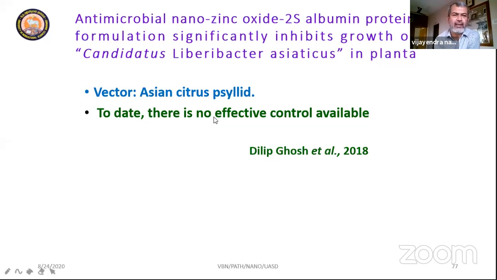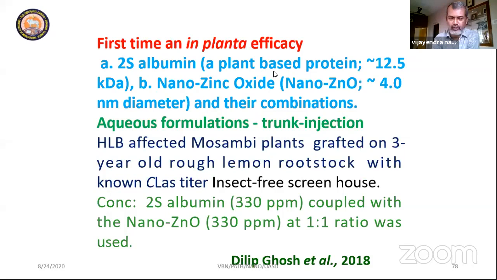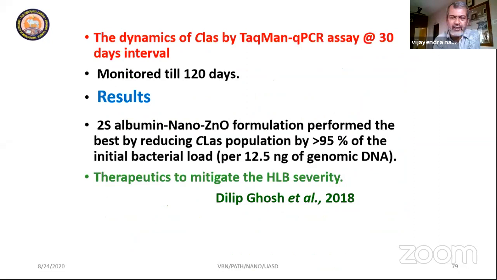So they synthesized zinc oxide nanoparticles with the albumin. They injected this into the plant in a 1:1 ratio, right? So now you can find what they observed after introduction of these nanoparticles. At regular intervals, they analyzed the concentration of the pathogen, Candidatus Liberibacter asiaticus. So see now, it has reduced to a great extent.